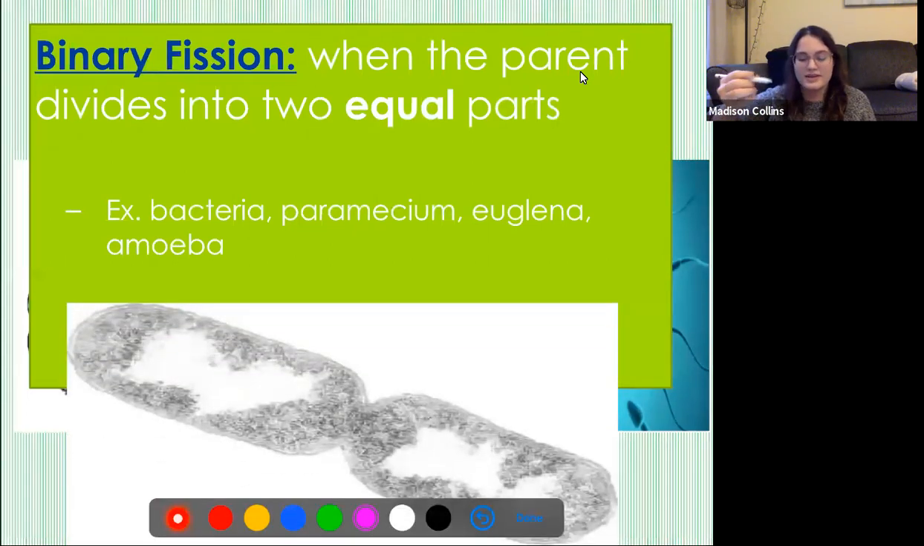And this is what that looks like, where one cell is going to elongate or get longer and then pinch off in the middle to divide into 2 equal cells. Notice that these 2 cells are the same exact size because with binary fission, those cells are dividing into equal parts.